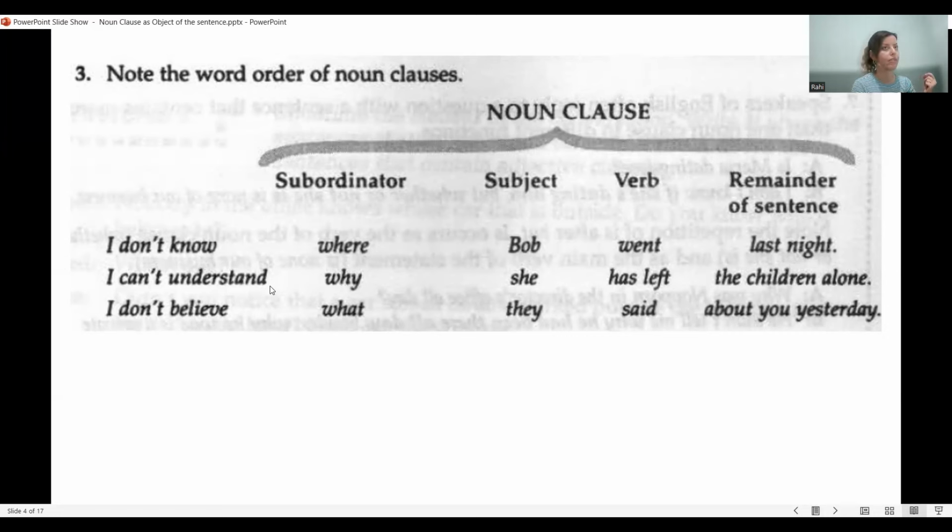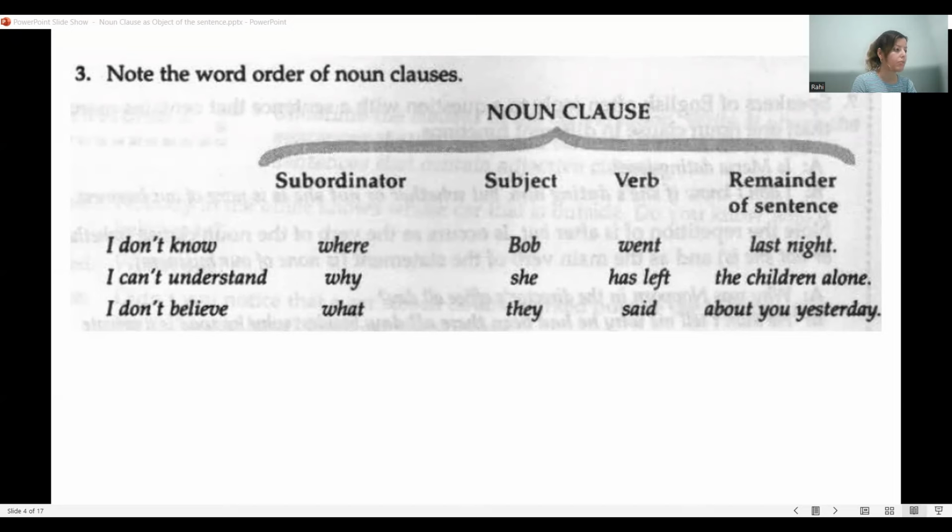By the way, instead of a noun clause, you can use "it". So this is the clue. If you're not sure whether this is a noun clause or not, you can say, I don't know where Bob went last night. I don't know it. I can't understand why she has left the children alone. I can't understand it. I don't believe what they said about you yesterday. I can't believe it. So it is a good way to test whether you're using it in the right place or not.